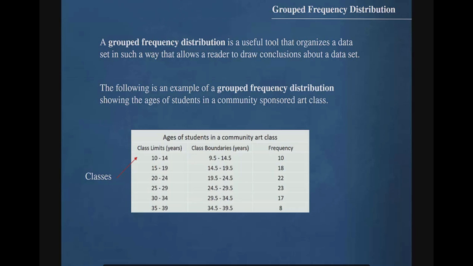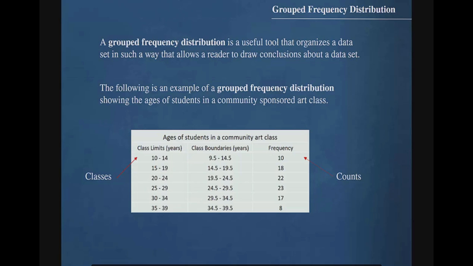Any student in the class between the ages of 10 and 14 would belong in the first class. Any student between the ages of 15 and 19 would belong in the second class, and so on. The last column in this table provides us with the counts of the number of students in the art class that are within the age limits of each class in the grouped frequency distribution.